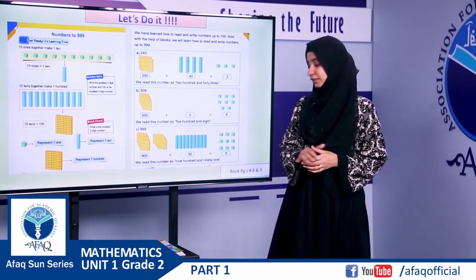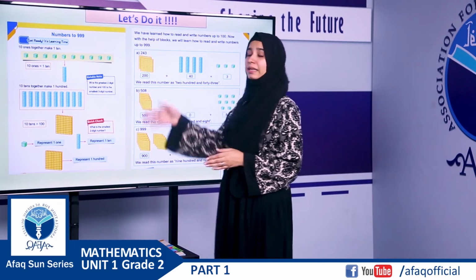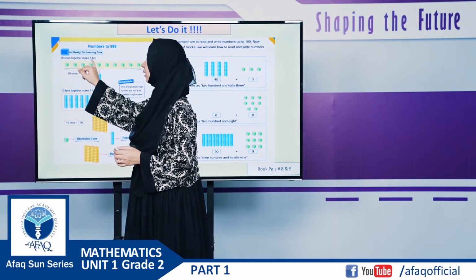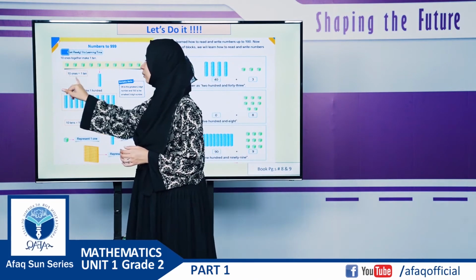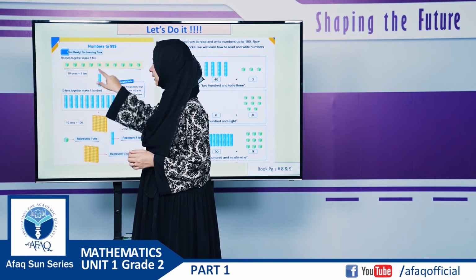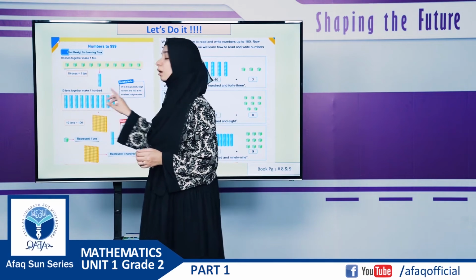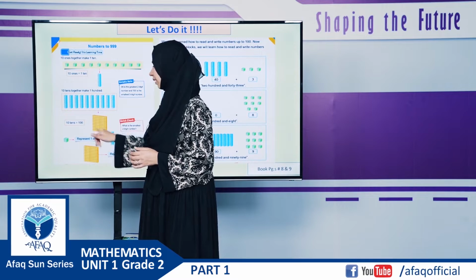Students, open our book pages 8 and 9. As you know, we have already done page number 8, so let's revise it one more time. Here, 10 ones together make 10. I hope you all remember that. When 10 ones get combined, it makes 10, and we represent 10 with the help of this block. And 10 tens together make 100, and we represent 100 with this big block.